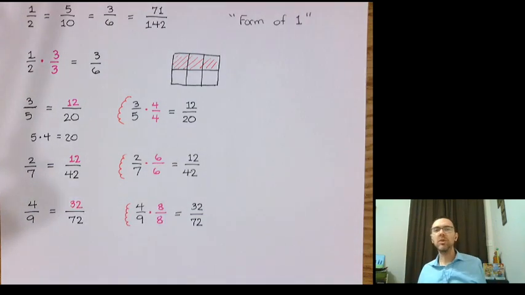Now, why are we getting equivalent fractions? Well, that's so that we can add fractions that don't have the same denominator. Of course, that opens up the big conversation about how do you find a common denominator? What is a common denominator?